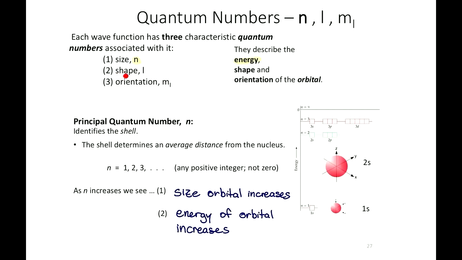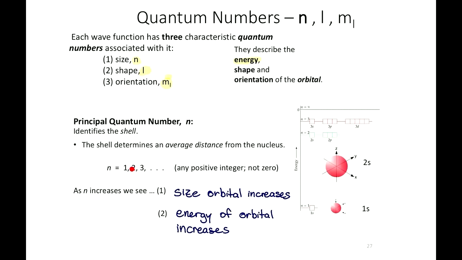The next quantum number, L, is our angular quantum number. This tells us the shape, what shape will we find our electron in. And then the last one here, M sub L, tells us the orientation of that particular shape. All right, so we'll go through each one. The first one is our n quantum number. This is our principal quantum number. This identifies what shell, or how far away your electron is from the nucleus.